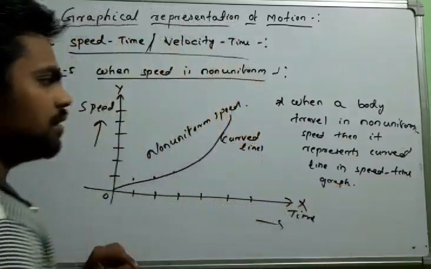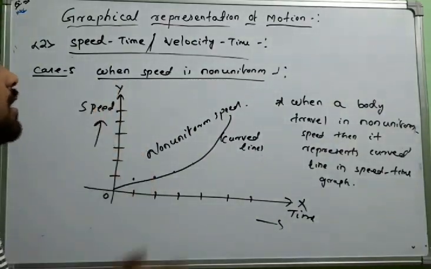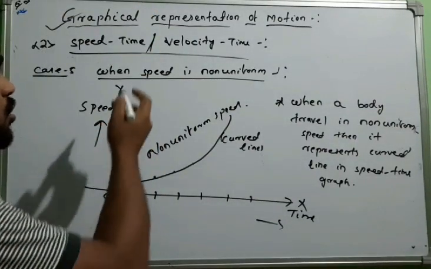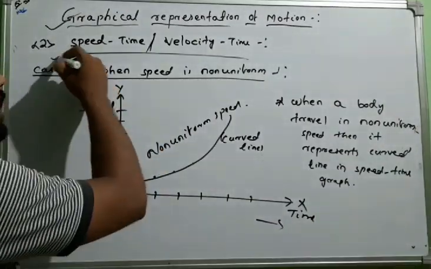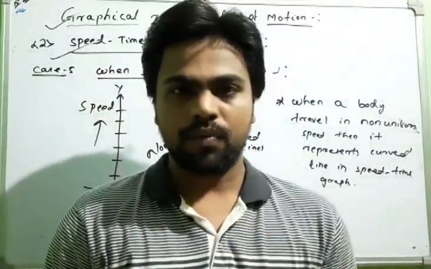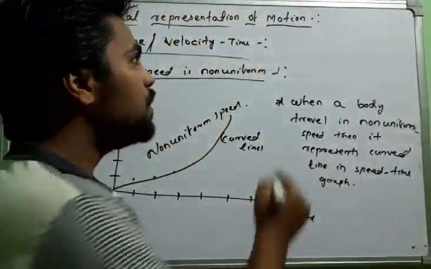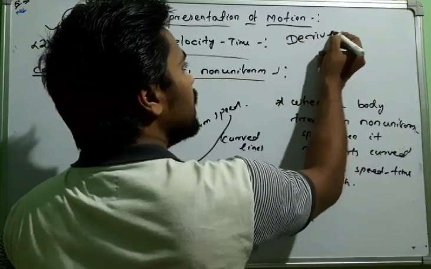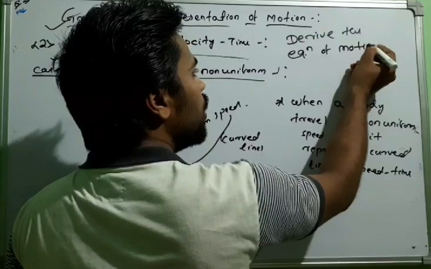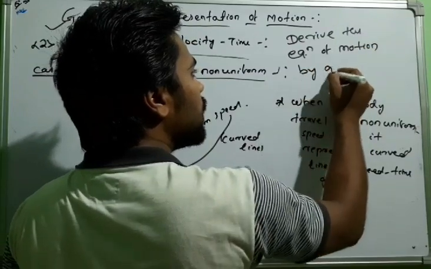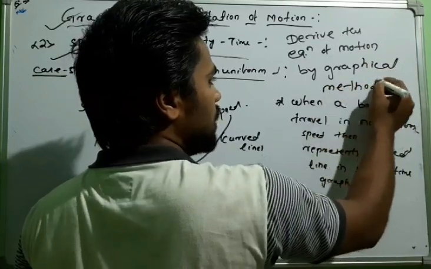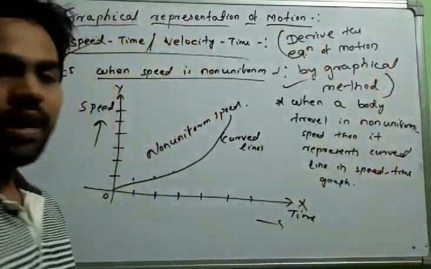Clear or not? So many short questions are asked in this chapter, graphical representation of motion. In this class we discussed many concepts regarding speed versus time, velocity versus time, and distance versus time graphs. Next class we derive the equations of motion by the graphical method. Very important class. Okay, thank you.